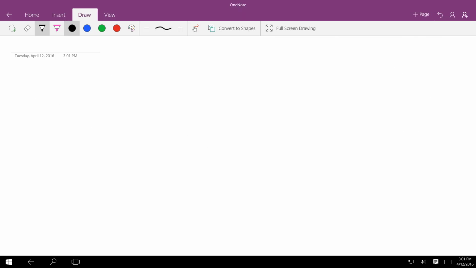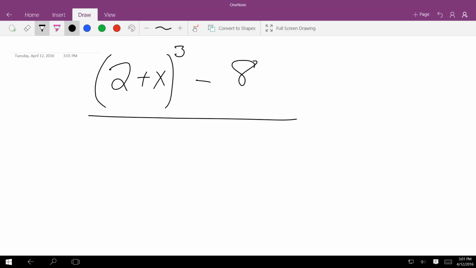Alright, I have 2 plus x in parentheses, and then to the third, minus 8, all over x, and then x is approaching 0. Okay, top's 0, the bottom is 0.